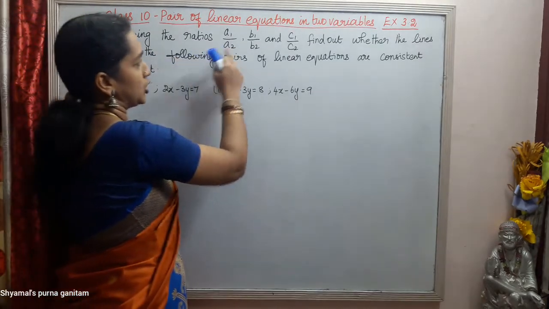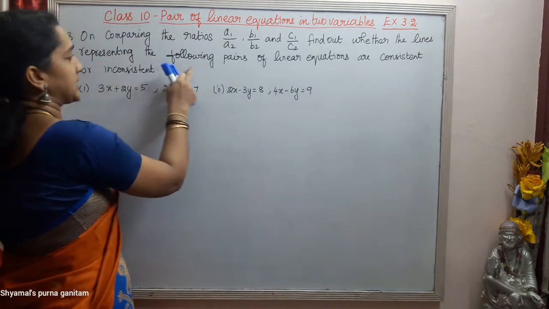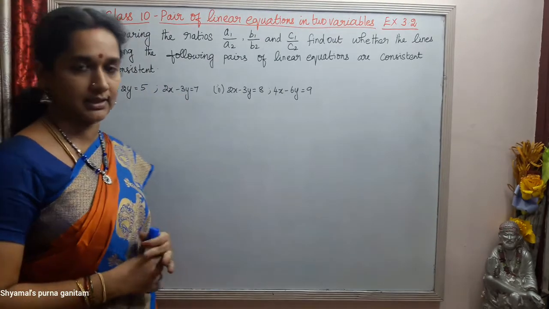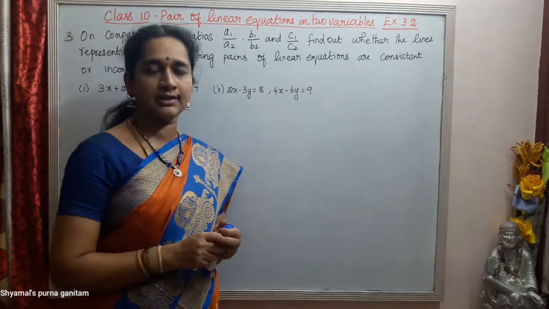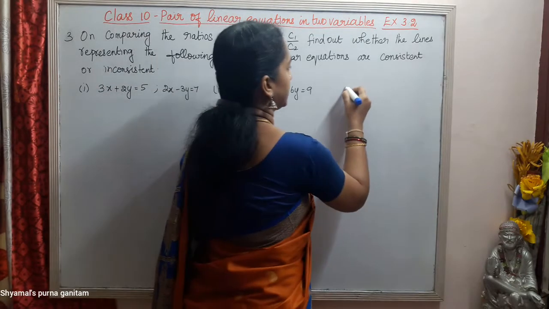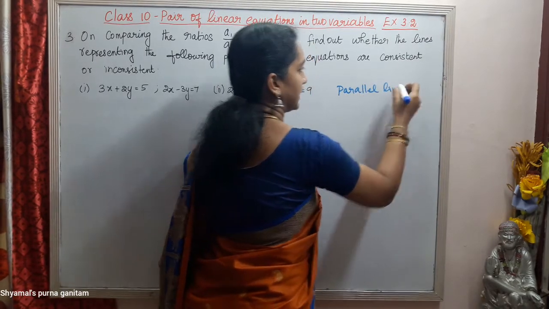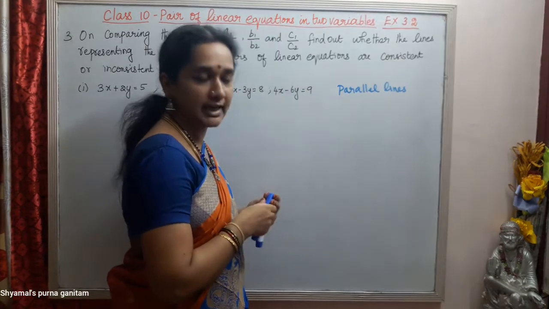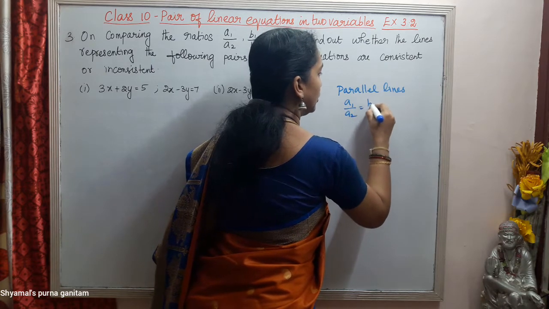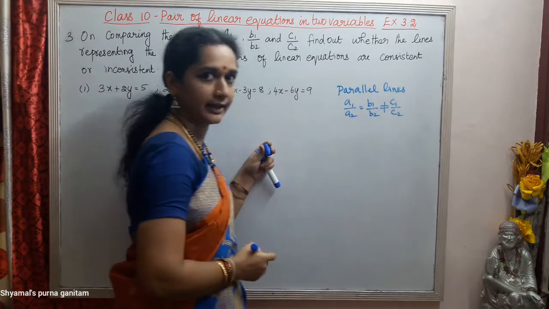On comparing the ratios A1 by A2, B1 by B2 and C1 by C2, find out whether the lines representing the following pairs of linear equations are consistent or inconsistent. For the consistent and inconsistent conditions, we already have three types of lines. The first one is parallel lines, and the condition is A1 by A2 is equal to B1 by B2 not equal to C1 by C2. This is the parallel line condition.